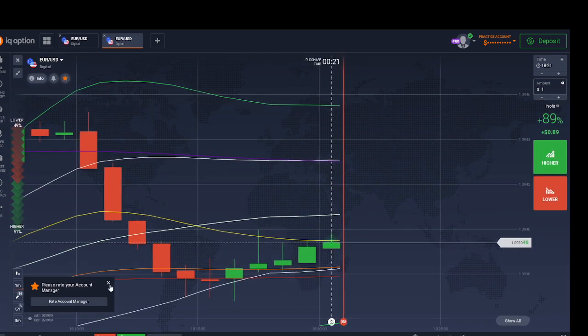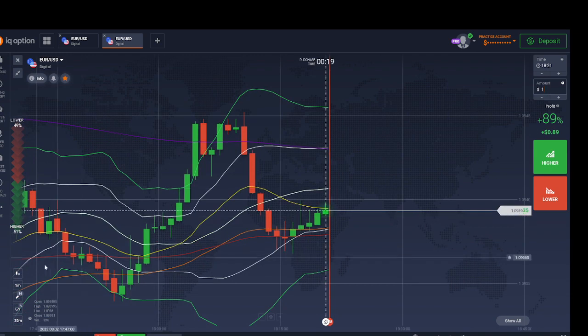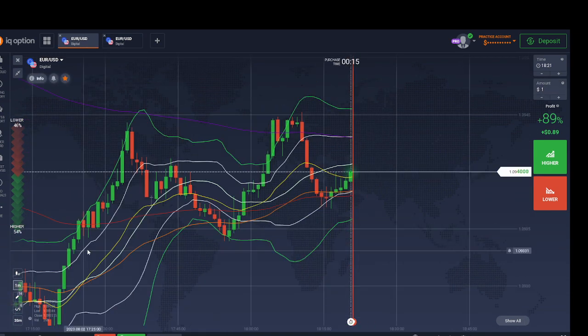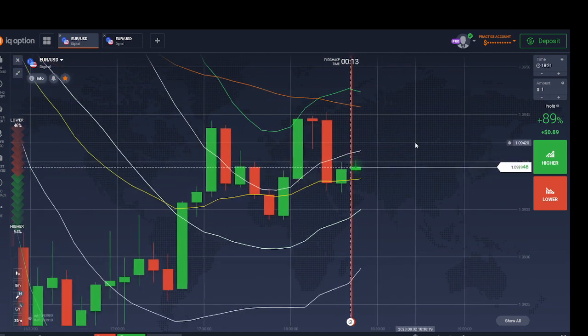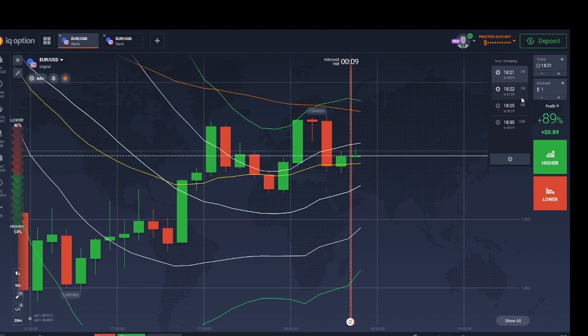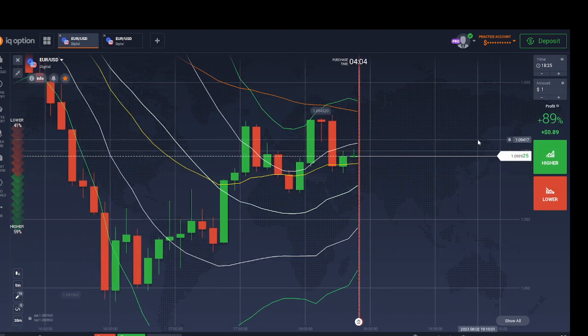Okay, that's what we have here. This is a 1 minute chart. Let's look at the 5 minutes first to find what's happening here. And in case I want to take a trade, I should know.